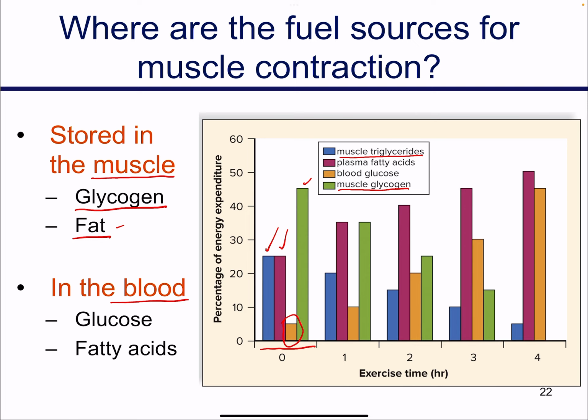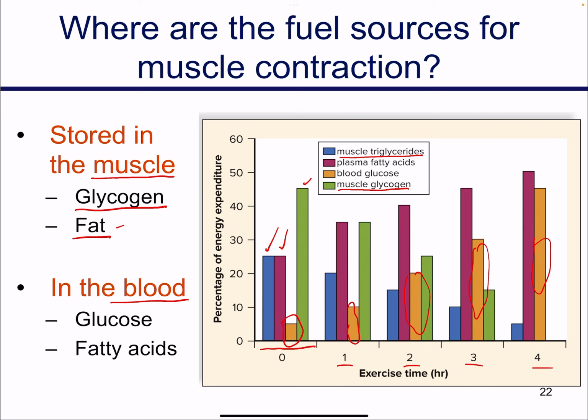But as we exercise over time, the more we exercise, the more glucose from the blood we are going to use. That's over a long period of time. We are talking 1 hour, 2 hours, 3 hours, 4 hours of exercise, right?